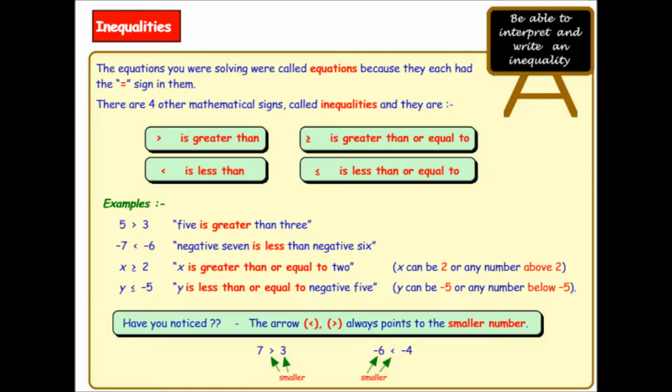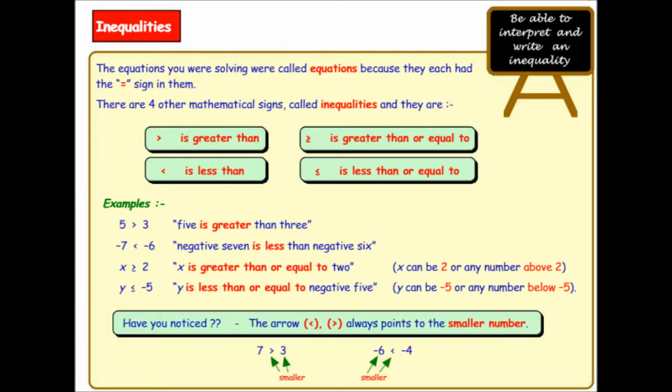This is called inequalities. Now, if we think about it, an equation is something that has an equal sign in it, because they're equal on both sides. So you could call those equalities, I suppose, although they're never called that. They're always called equations. An inequality is a sum that doesn't have an equal sign in it.